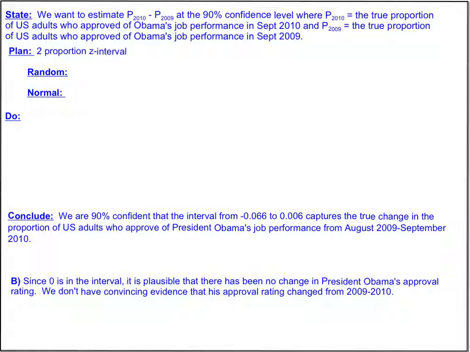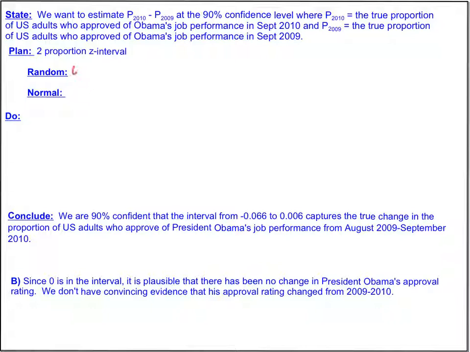Same state step as always. I said that we're going to construct a 90% confidence interval for P sub 2010 minus P sub 2009. You could use different subscripts there if you wanted to. And then I define both of those parameters. P sub 2010 is the true proportion of U.S. adults who approved Obama's job performance in September of 2010. And then for 2009, it's basically the same, except it's from September of 2009.